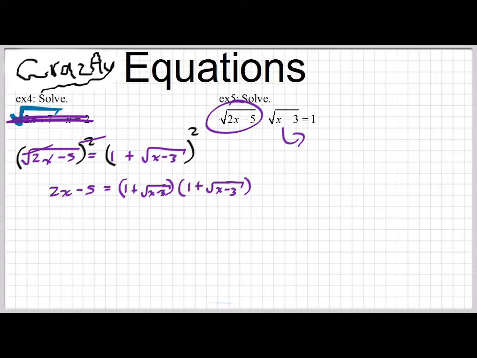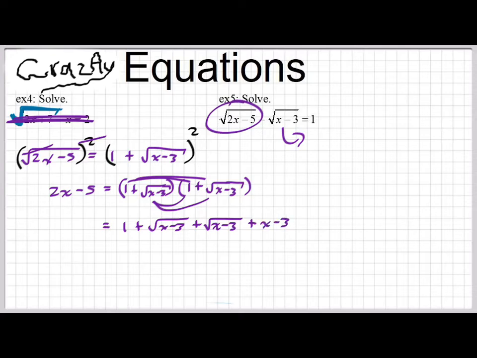So now I have to multiply stuff. What is 1 times 1? I have 1 times 1, which is 1, and 1 times that, which is the square root of x minus 3. Then I have the square root of x minus 3 times 1 yet again, so I have to add another square root of x minus 3, and then I have the square root of x minus 3 times the square root of x minus 3, which equals x minus 3.